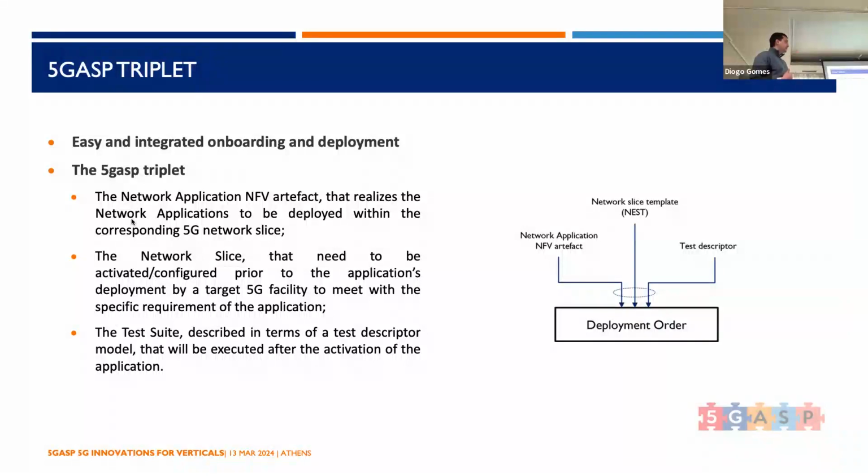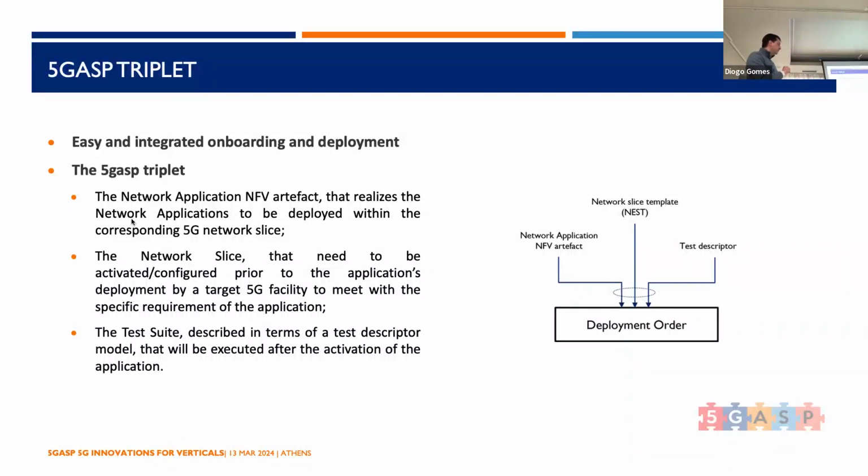We include the NEST, which is the network slice template as defined by GSMA. And we included yet another aspect, which is the test descriptor, which describes the tests that should be performed post the deployment of the network slice and the network application in a network. So to validate that all the things that we asked for through these previous descriptors can actually be deployed and validated on the network. So the network application NFV artifact realizes the network application to be deployed.